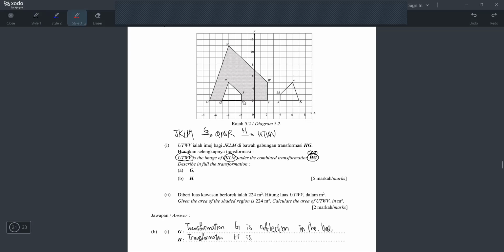Okay, from P to J, they are the reflection of each other. So we can count how many kotak. 1, 2, 3, 4, 5, 6. So the half will be 3 kotak. So 1, 2, 3. So this is the kotak. This is the line.